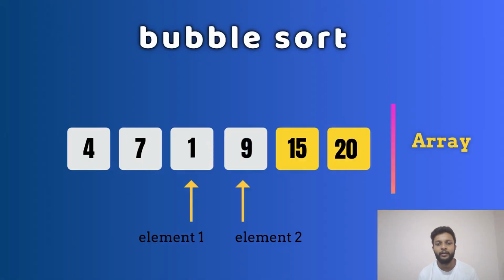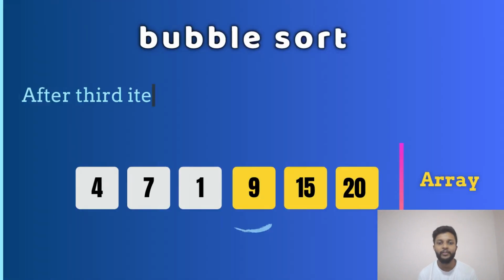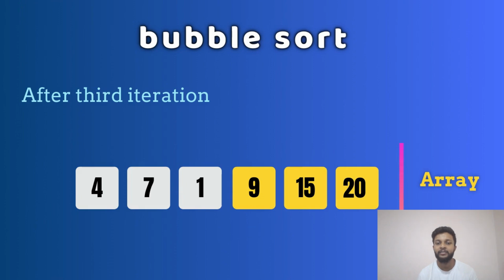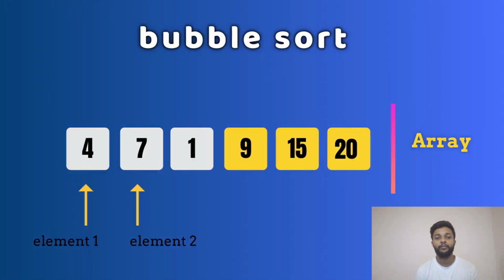Our next pair of elements are 9 and 1. This time 1 is less than 9, so we have to swap them. At the end of the third iteration, 9 is in the correct position. It means the third highest value in our array is in the correct position. Now we can move to our fourth iteration.